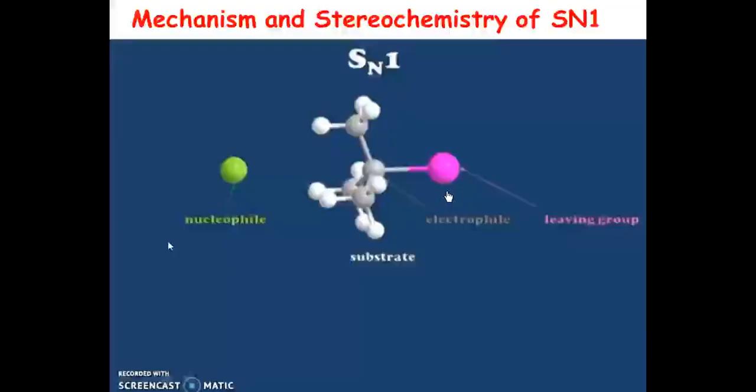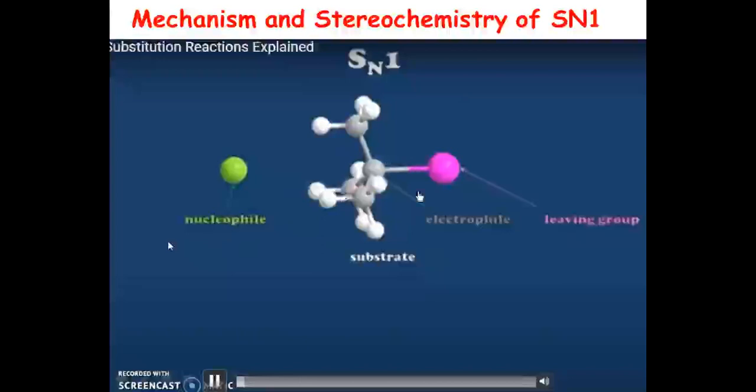So let's understand again the stereochemistry of this particular reaction with this mechanism. This is your substrate. The substrate has this leaving group, and this is your electrophilic center, and this is your nucleophile. Nucleophile is electron rich, and it is going to come to your carbocation or electrophile. Electrophile means something which will love electrons, and nucleophile is electron rich, right?